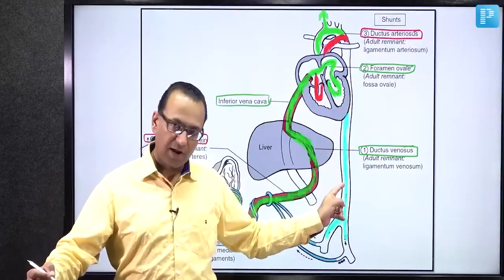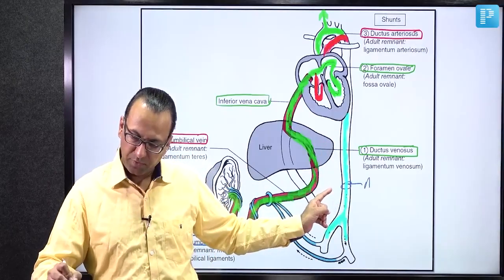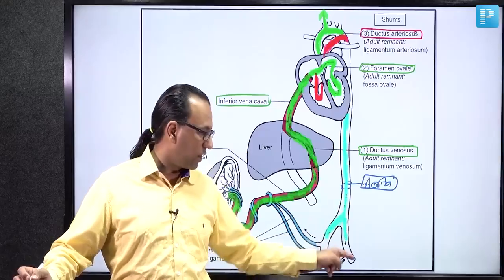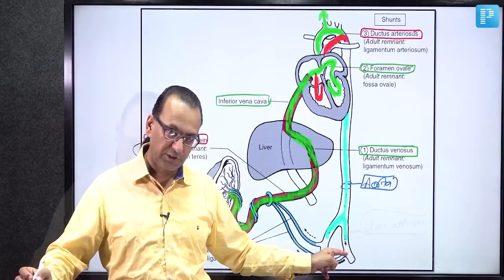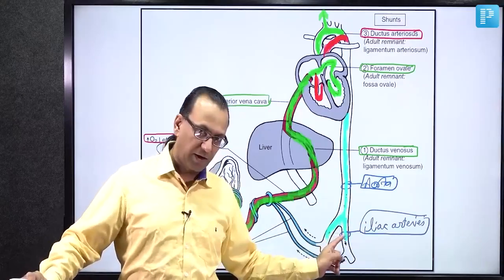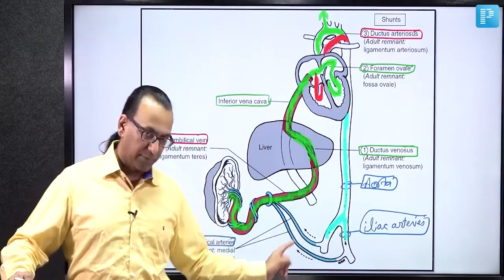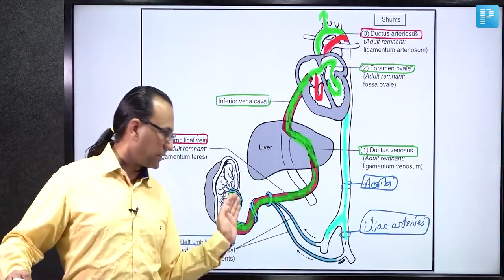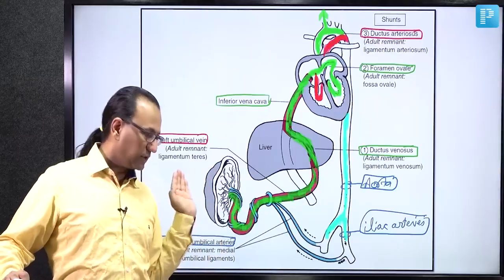So here we have the aorta, which is collecting the deoxygenated blood and sending it into the iliac arteries here in the pelvis region. The iliac arteries will send it further into the umbilical arteries, which are going to send this blood towards the placenta and the mother for oxygenation.